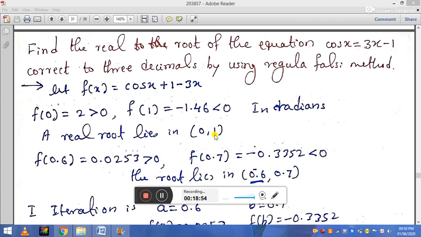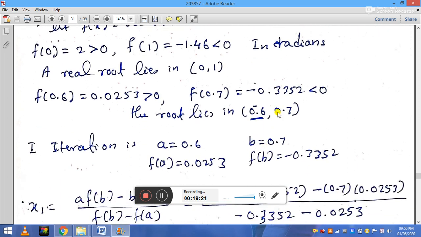For that you put values randomly, like 0.1, 0.4, 0.5, such that we get one negative and one positive value, and the distance between the two points is small. So here we substitute x equal to 0.6, we get 0.0253, that is positive. By substituting x equal to 0.7 in the given f of x, we get a negative value, that is minus 0.3352. So the root lies between 0.6 and 0.7.